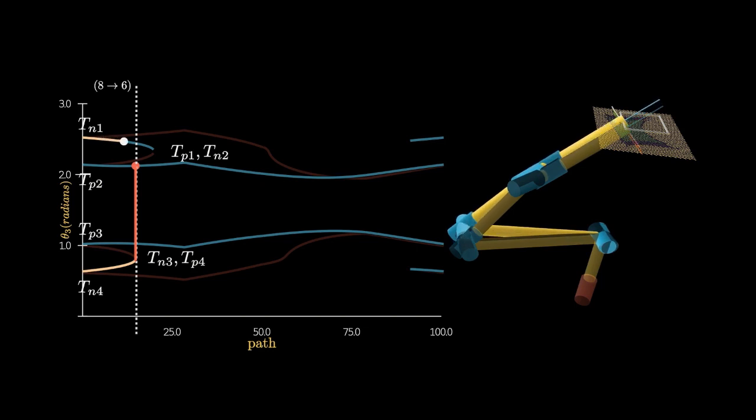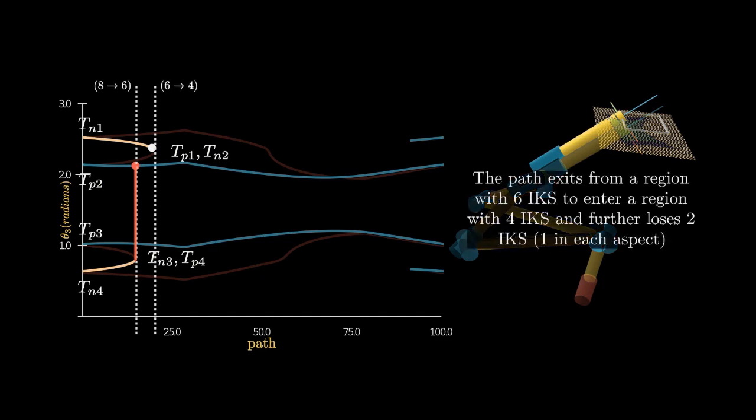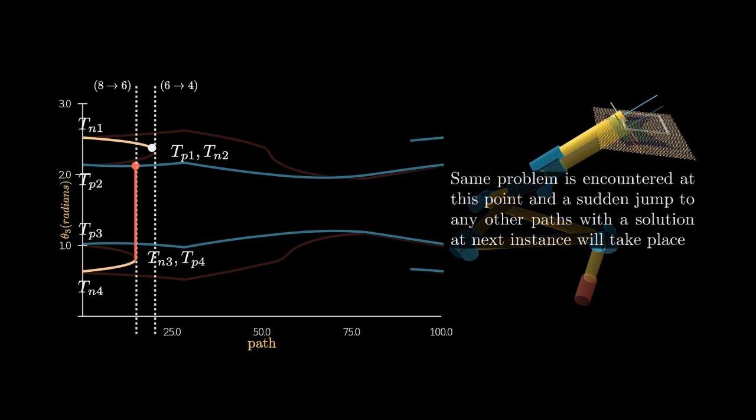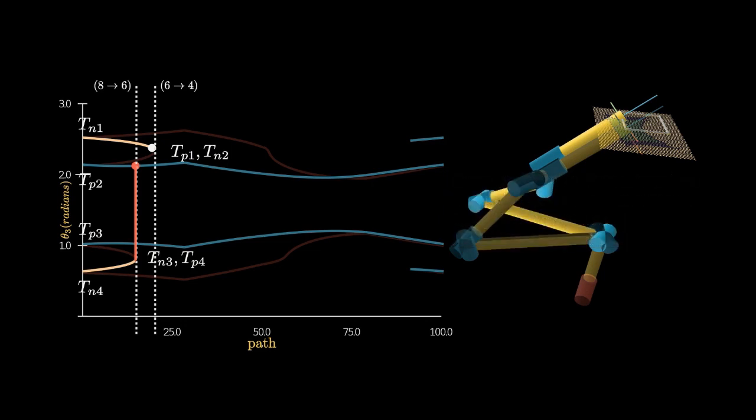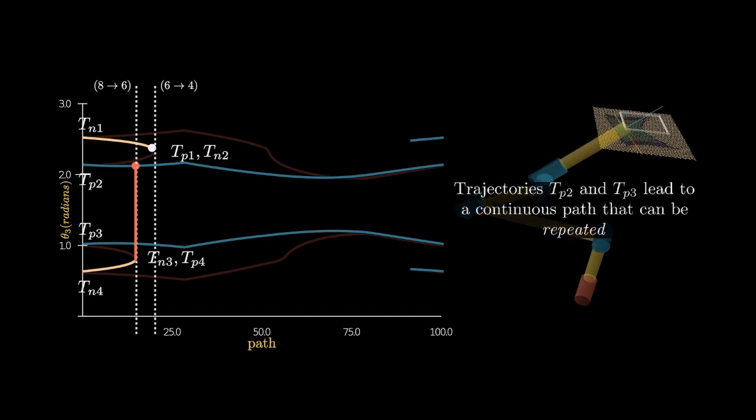Similar situation happens in Tn1 when we are exiting the purple region and entering the yellow region. So we further lose 2 inverse kinematic solution, and similar issues can happen where we will see the sudden jump to Tp2 or Tp3, and this jump is completely non-singular. We never cross singularities in these transitions.